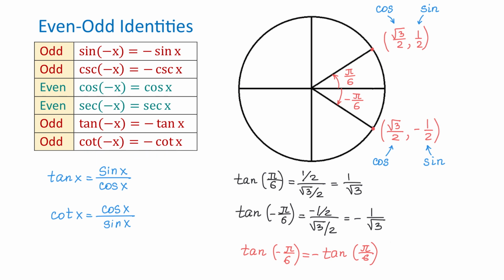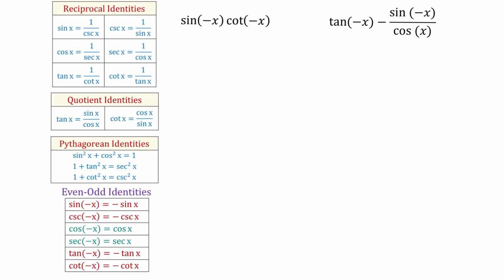I hope this helped understanding these identities, and now let's try a few examples. So here we will simplify two expressions using the even and odd identities, and above we have the rest of the fundamental identities in case we need them. Let's start with sine of negative x times cotangent of negative x.